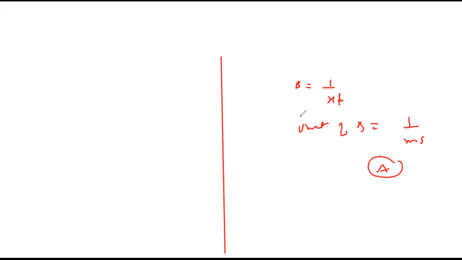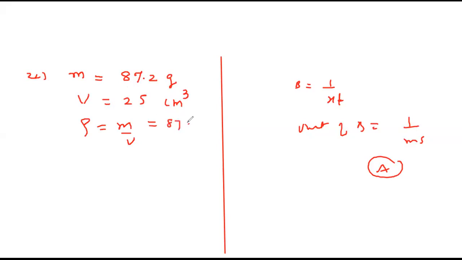Next. Sum number 22 we are doing. Mass of block equals to 87.2 gram and volume is 25 centimeter cube. Its density up to correct significant figure. Density is mass upon volume. Mass is 87.2, volume is 25.